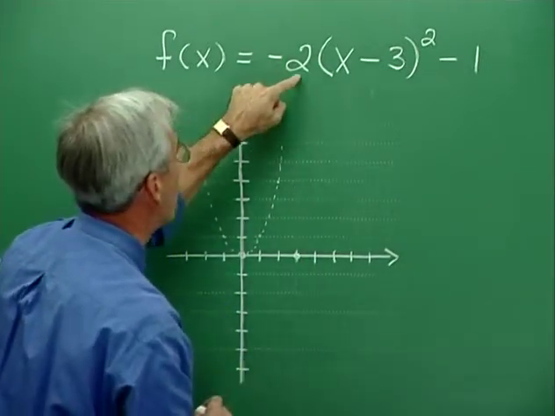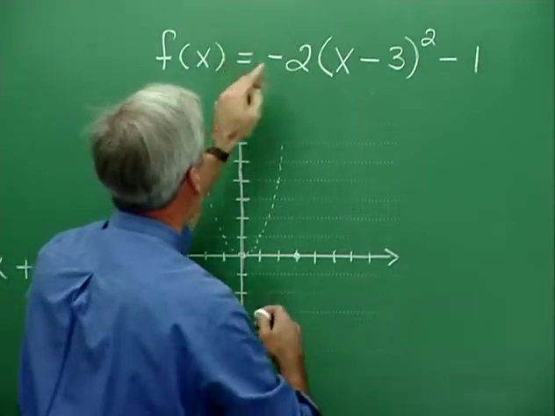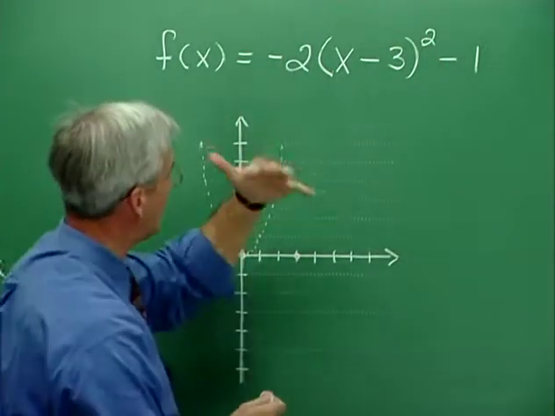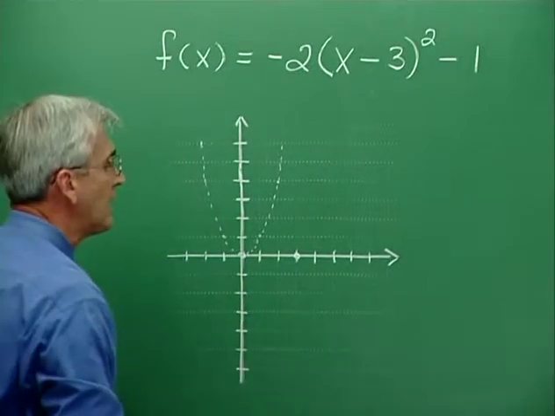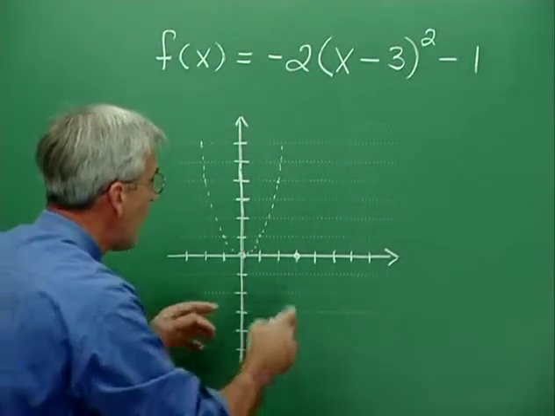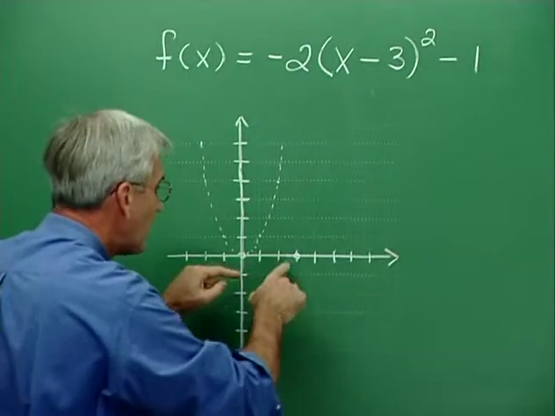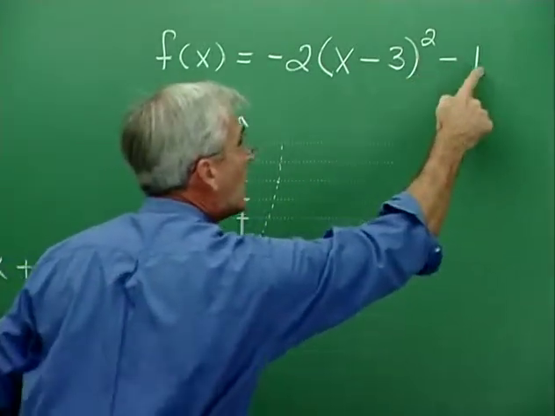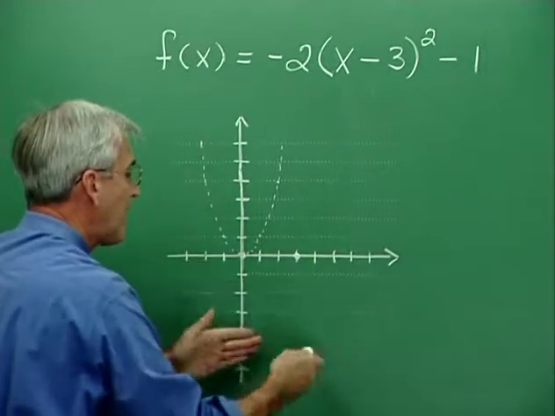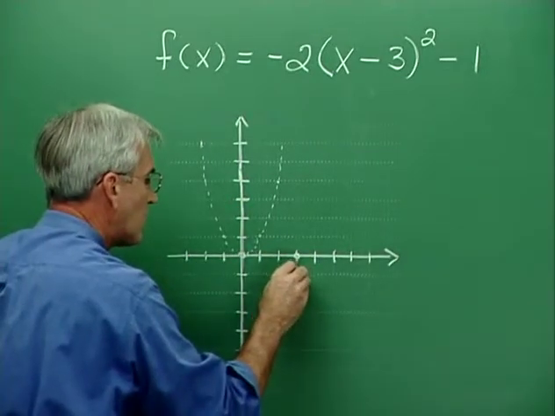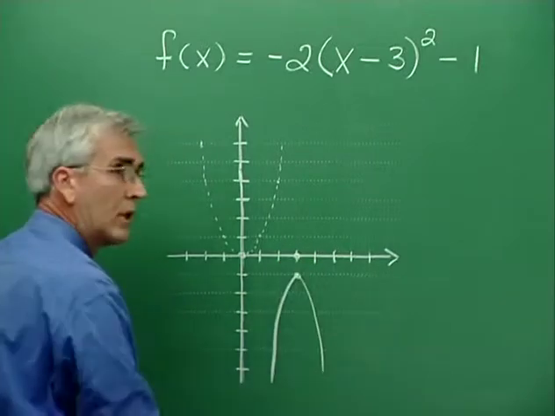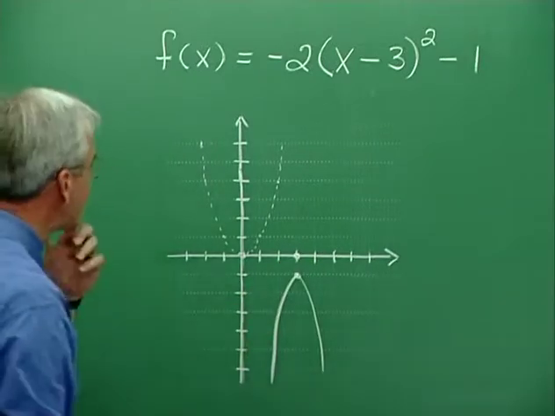Now, the negative on 2 means we want the opposite of all of these vertical distances, and so we have a reflection then in the x-axis. So now we have a parabolic curve that opens downward and is relatively thin. And then minus 1 sends the whole graph down 1 on the coordinate plane. So it kind of looks like this. Okay, so that was the idea.